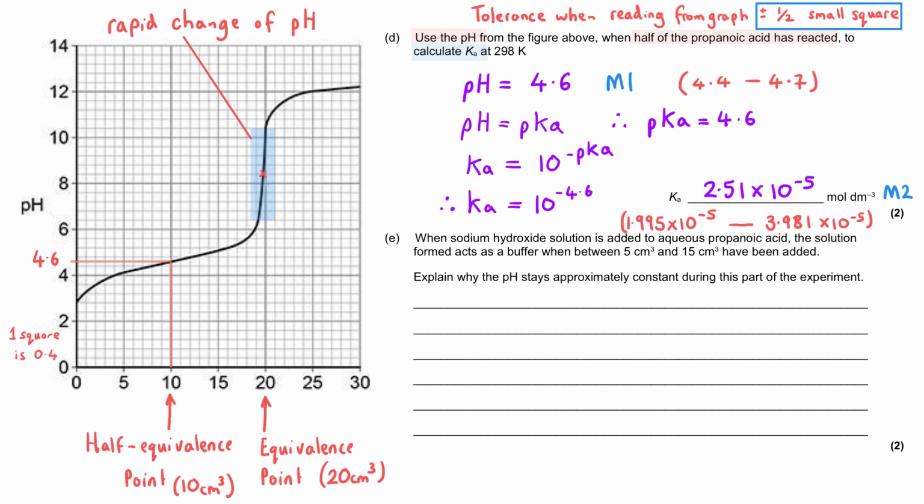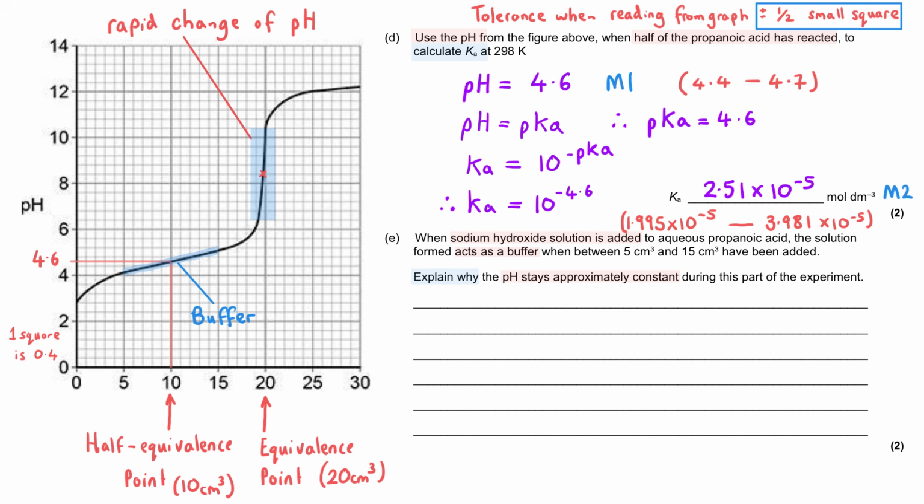When sodium hydroxide solution is added to aqueous propanoic acid, the solution formed acts as a buffer when between 5 cm cubed and 15 cm cubed have been added. Explain why the pH stays approximately constant during this part of the experiment.